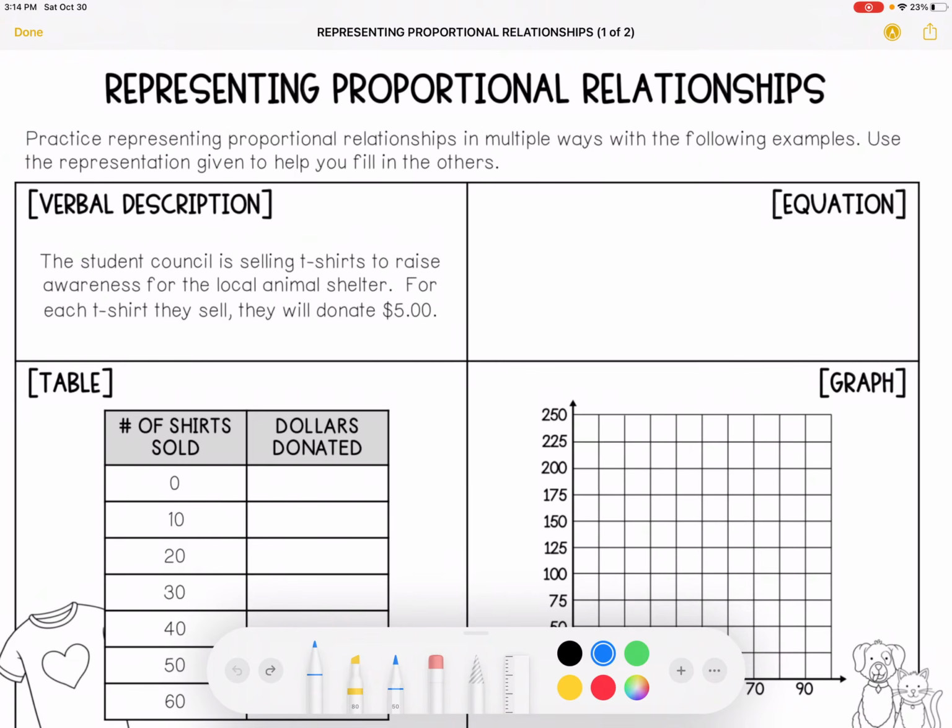Handout 4, Representing Proportional Relationships. Practice representing proportional relationships in multiple ways. With the following examples, use the representation given to help you fill in the others.